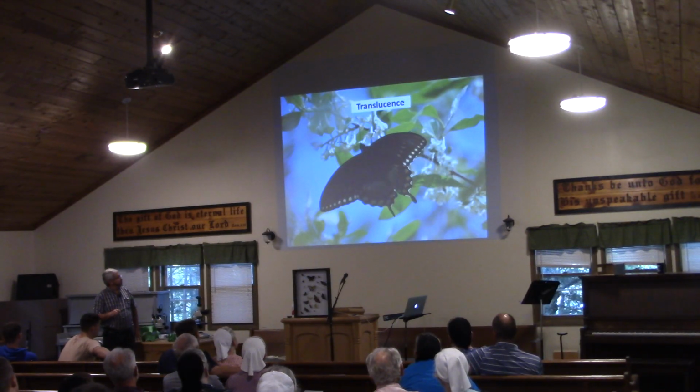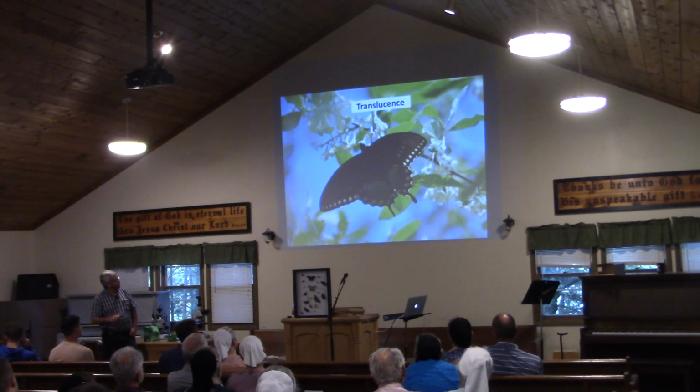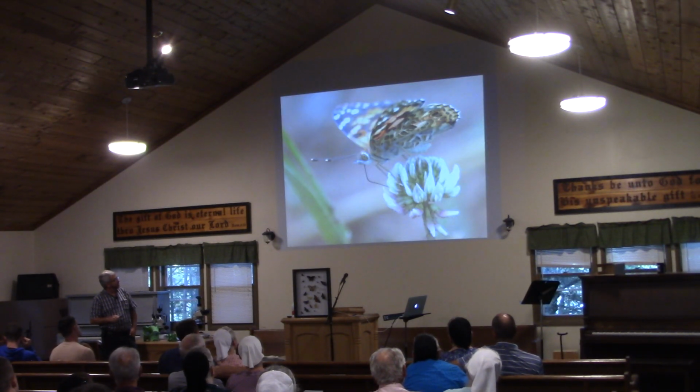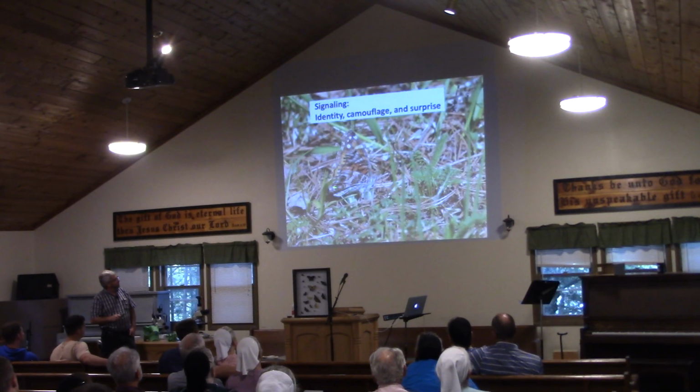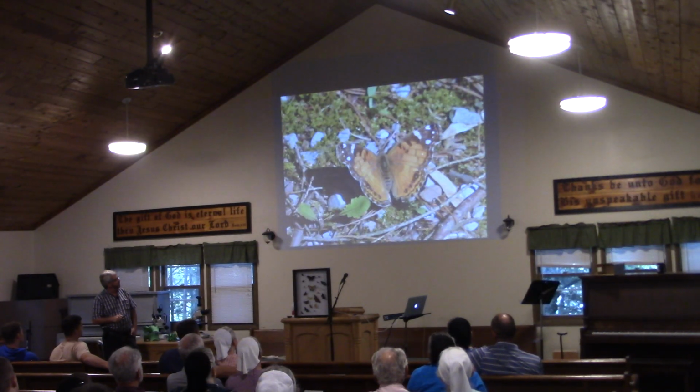Here's another tool that butterflies have, is translucence. It's kind of pretty to see the sun shining through places on butterfly wings, like here. They use that. They use their patterns for identity, identifying each other, for camouflage, like this, and for surprise, like food, for instance, like this.